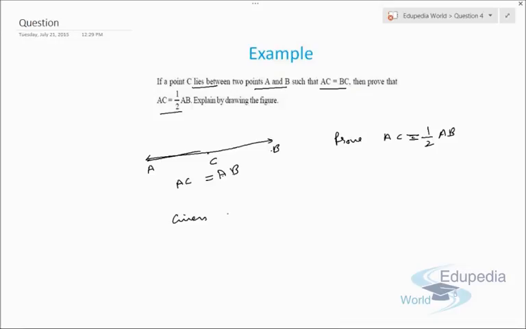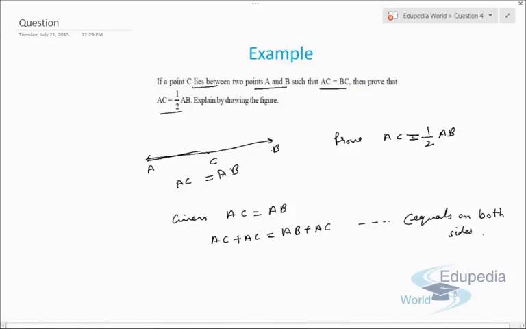First, we are given that AC equals AB. Then we can write AC plus AC equals AB plus AC. Means we are adding equals on both sides. Means we are adding AC and AC on both sides.